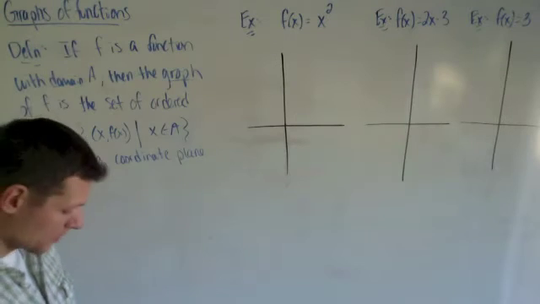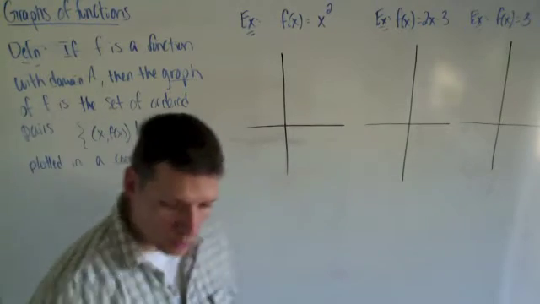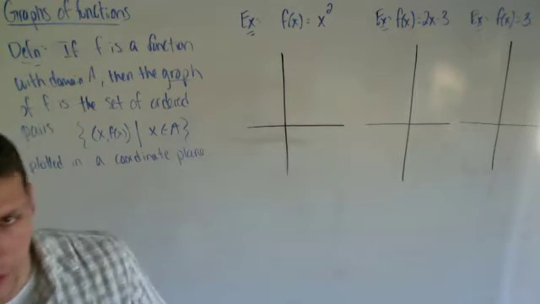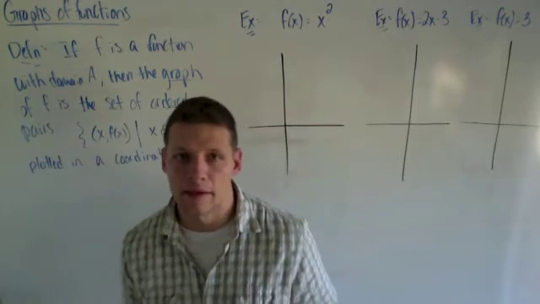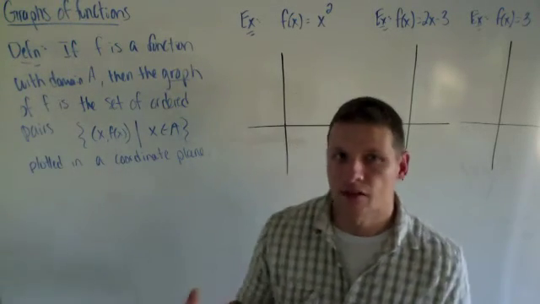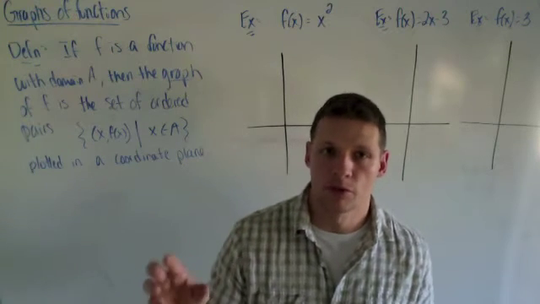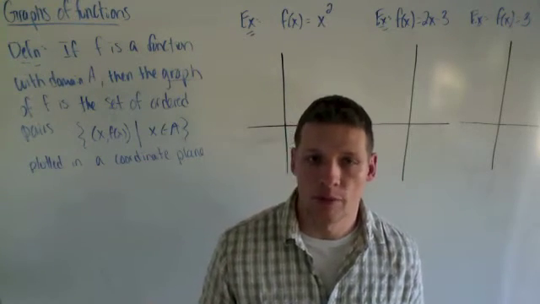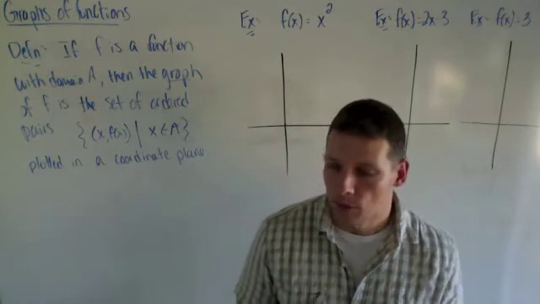Okay, so we're on chapter 2.2. We're talking about graphing functions. We've got a definition here. If we have a function f with a domain, the graph of f is that set of ordered pairs, where you have a first component x, a second component f of x, where x is an element of your domain A. And we plot that in the coordinate plane.